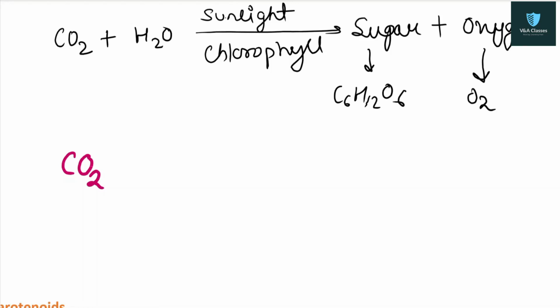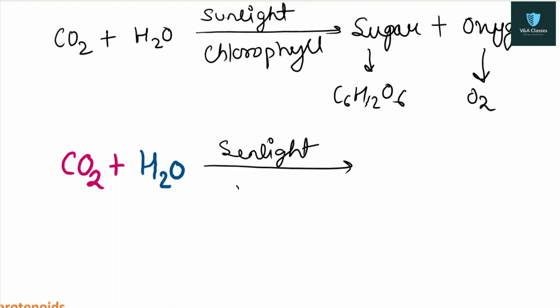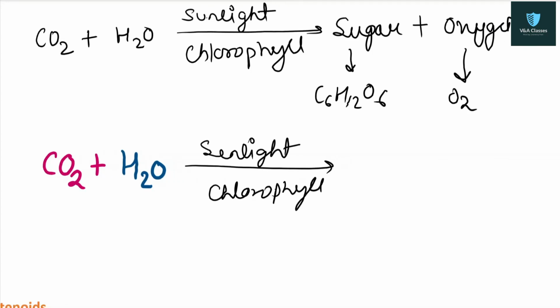CO2 plus H2O in the presence of sunlight and chlorophyll will form sugars and oxygen, C6H12O6.